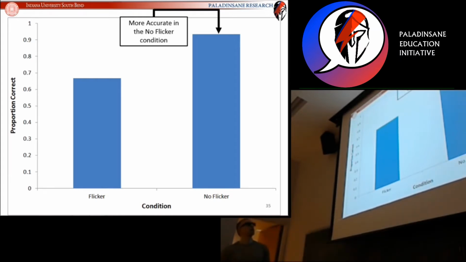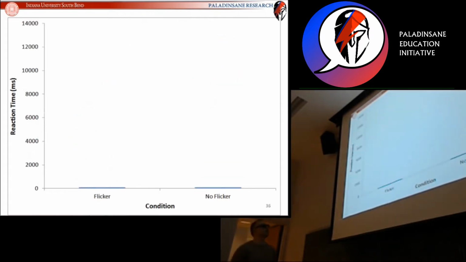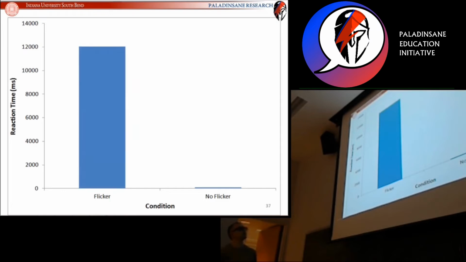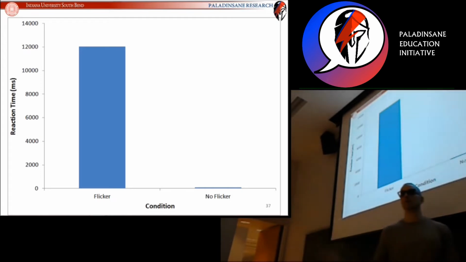So to answer that, is this increase in accuracy due to an increase in time spent? We can also take a look at reaction time. So here's reaction time in milliseconds. So we have 2 seconds, 4 seconds, all the way up to 14 seconds. So how long does it take people to identify or answer in the flicker condition versus the no flicker condition? And you can see that for the flicker condition, on average, you're taking about 12 seconds to decide if there's a change or if there's no change.